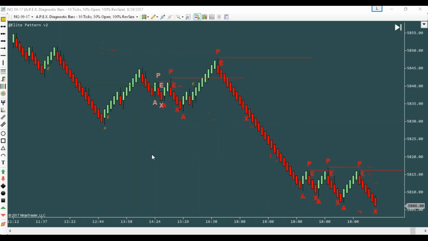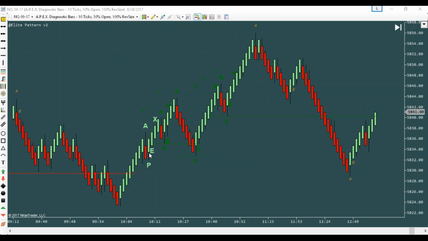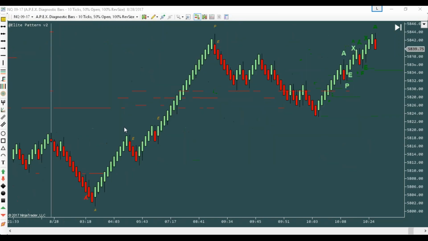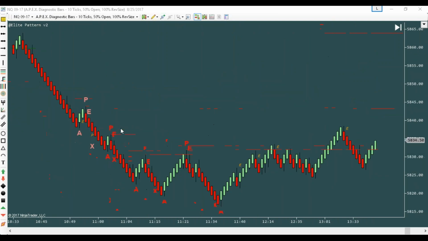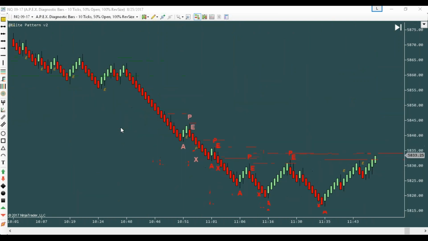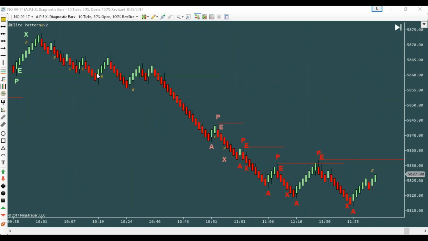right? What do we know happens when the market's trending? Does it go straight up or straight down without hesitation, or does it hesitate? It comes down, it pulls up. It comes down, it pulls up. Comes down, pulls up. Okay? The market could trend for a minute. It could trend all day or for days.